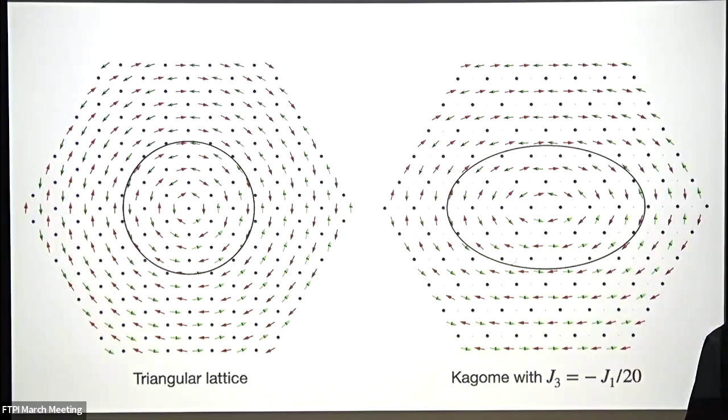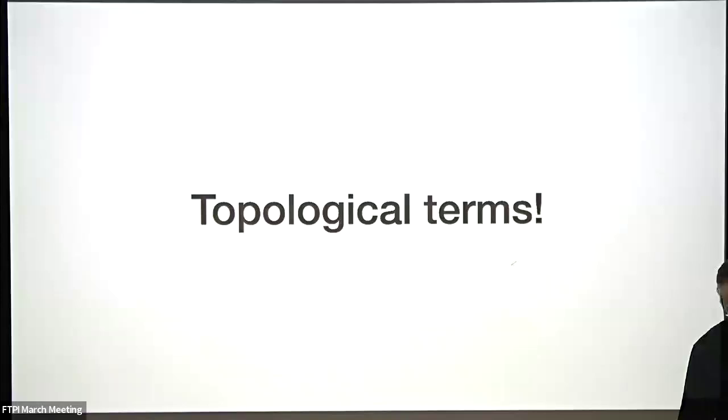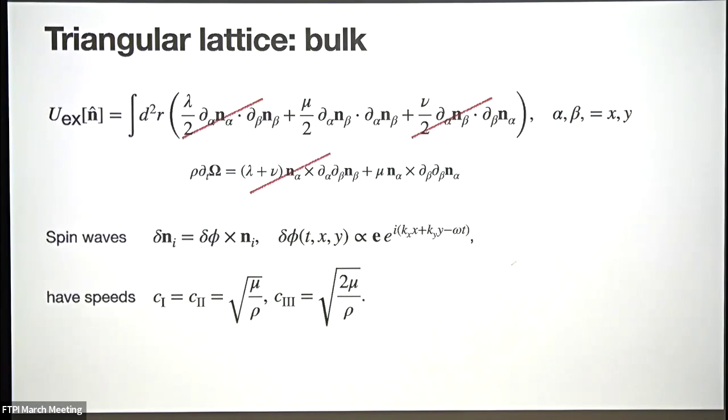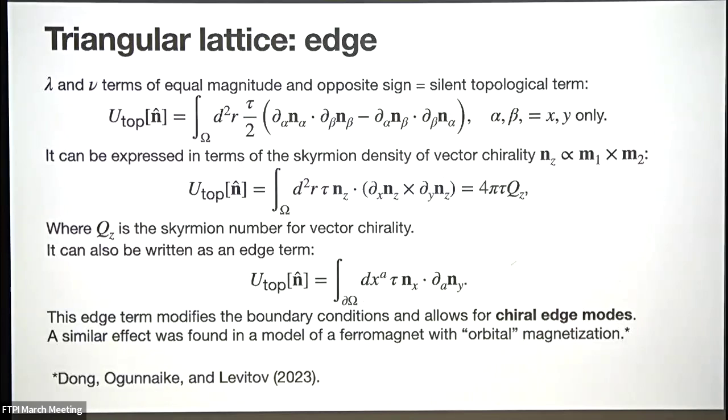And last but not least, there are topological terms in this theory, which I already partly mentioned, I suppose. So you take this general expression for the exchange energy. And for the triangular lattice, the sum of these two coefficients is zero. So we can cross them out, at least as far as bulk physics goes. And then we'll have just the mu term, the SO2 cross SO2 symmetric term, participating in the bulk physics. So you'll get these speeds for the spin waves. But the edge physics will be influenced by the topological term, which is the difference of the lambda and mu terms.